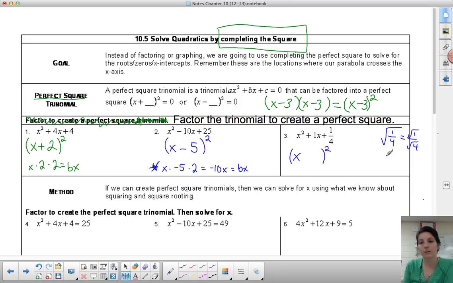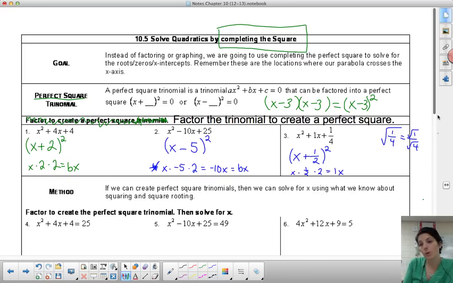And hopefully this problem now looks nice and easy. We would have a 1 over 2. Our b value is positive, so we have a positive. And in our head, we're checking that if I do x times 1/2, first term times second term, times 2, that's going to give me a 1x. And yep, that's what I had in my problem.